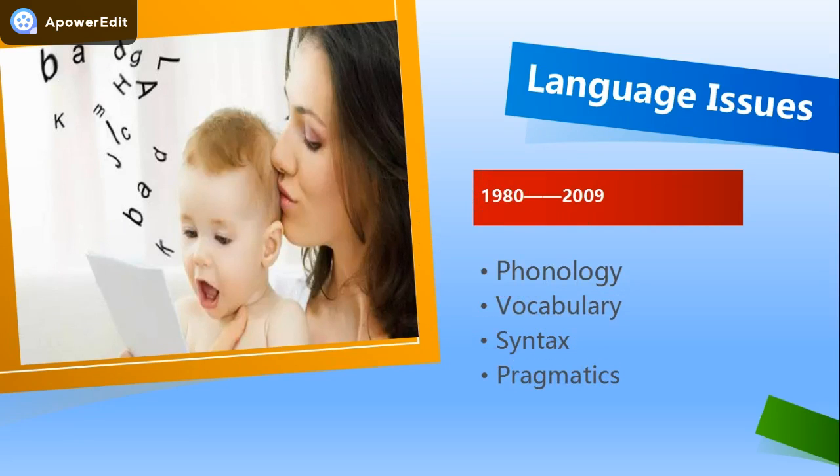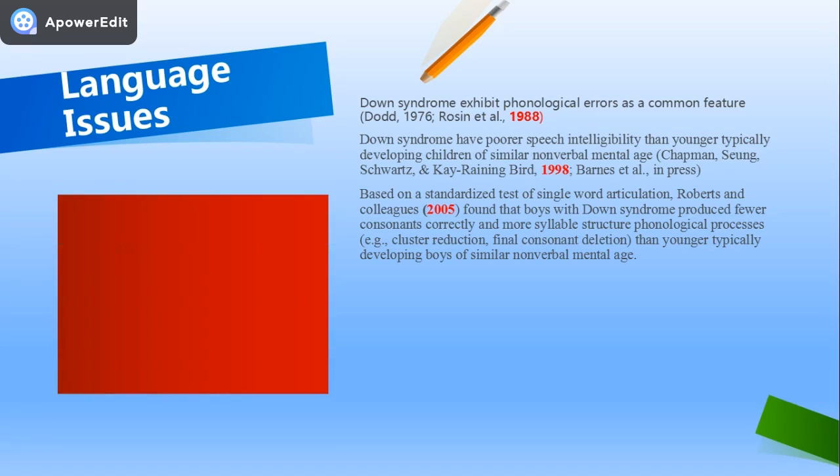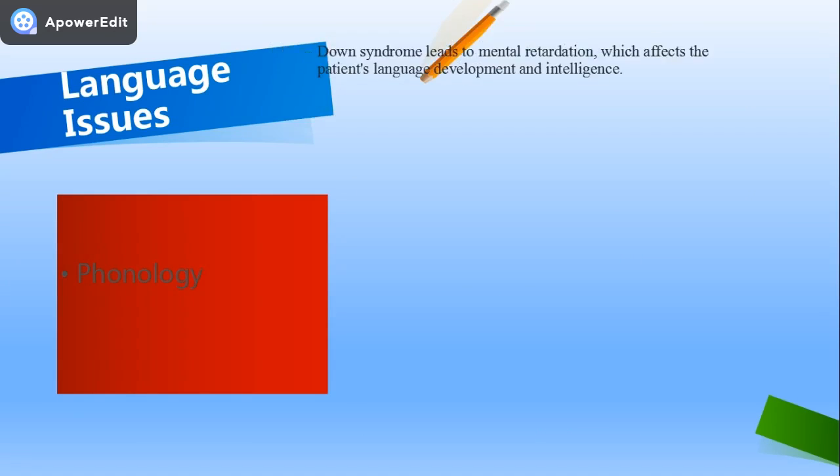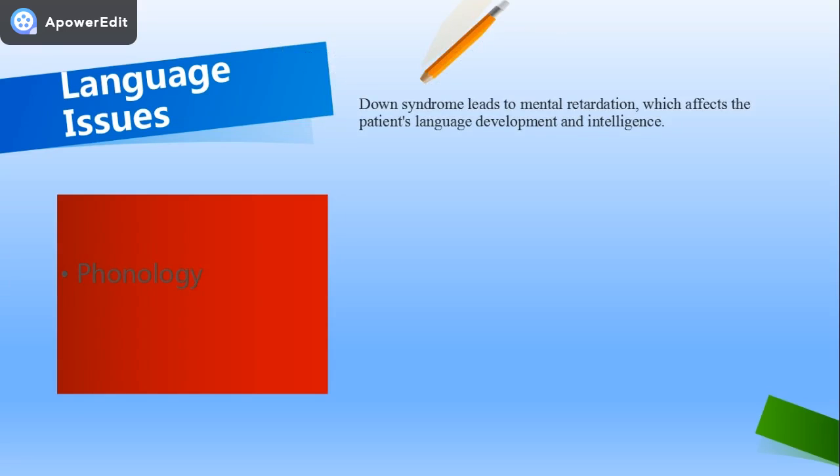It is clear that in the early research on phonology, they concentrated more on the problems and retardation during the development of Down syndrome children, and then concentrated on the progress of the development, and finally they took more attention on specific elements such as syllable structure and phonological processes. The results show that Down syndrome leads to mental retardation, and mental retardation not only affects Down syndrome children's language development, but its impact is even greater than the impact on intelligence.